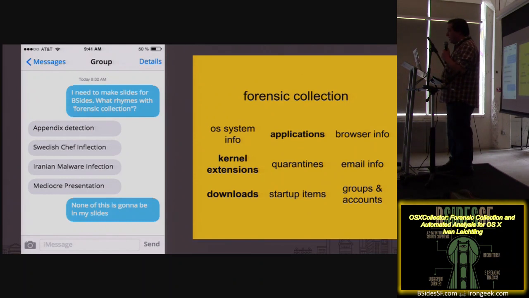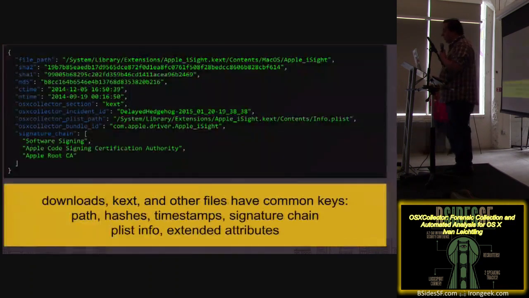So common things that we look at are different kinds of files: applications, kernel extensions, downloads. When you're trying to figure out how an infection happened, these are probably things you're going to be looking at. So back to our original example here of a kernel extension. We basically collect a bunch of stuff for all these files, right? We want to know the path of the file.